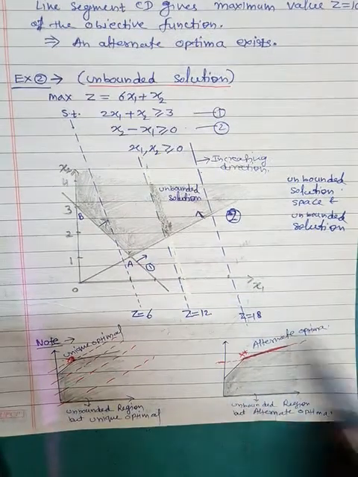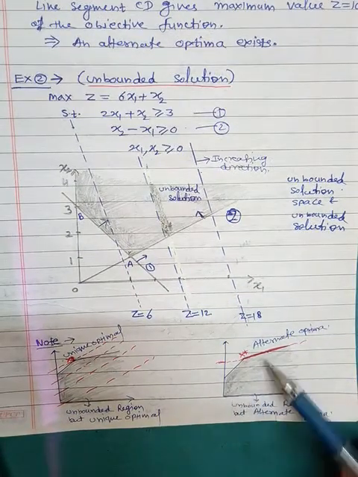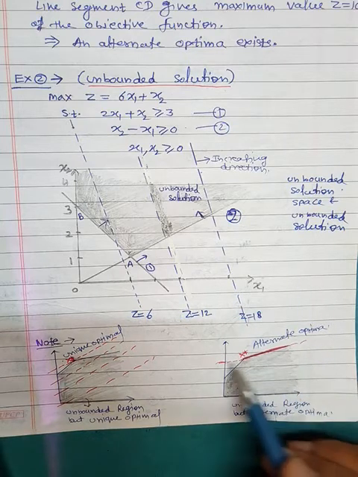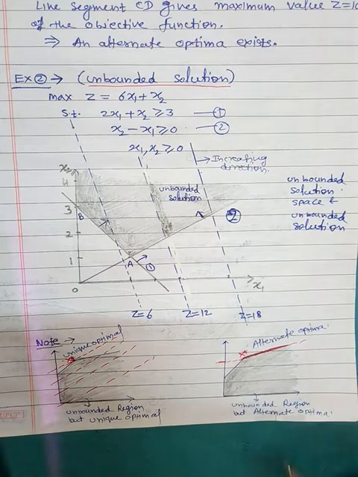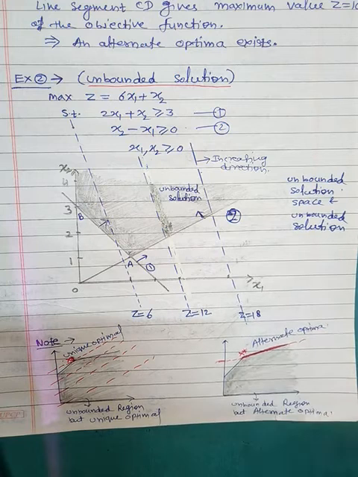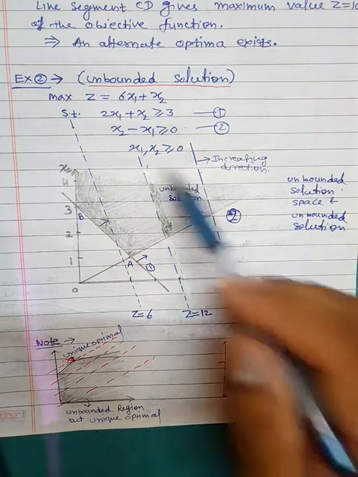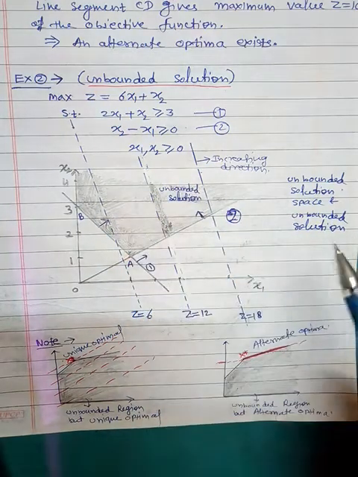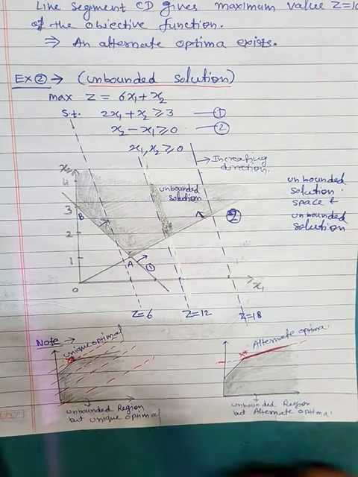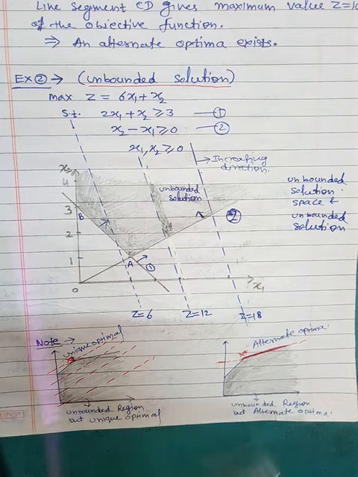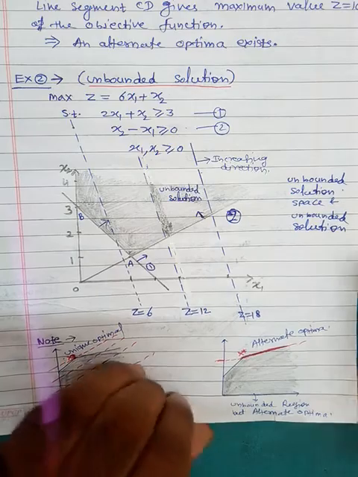In the second case, the solution space is unbounded, but if we take another objective function, then we have alternate optima, but still we have a bounded solution. So this is the meaning. In both these cases we have an unbounded space but the solution is bounded. Here we have a unique solution, here we have infinitely many solutions. Now the third case.